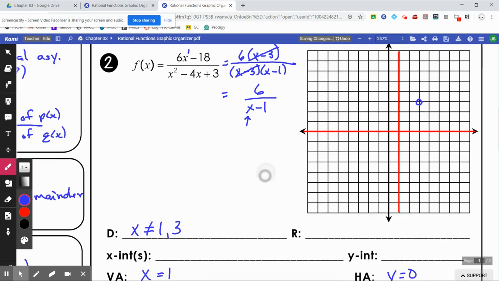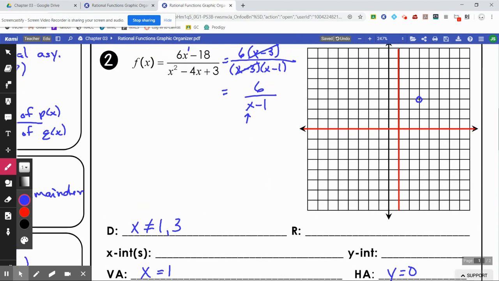Finding your x-intercepts and your y-intercepts. To find your x-intercept, you set the top of your function equal to 0. There's not going to be an x-intercept. To find the y-intercept, you plug 0 into your function, and you can plug it into your original, and you'll get negative 18 over 3, which is negative 6. So that's going to be (0, negative 6). Let's go ahead and plot that point.